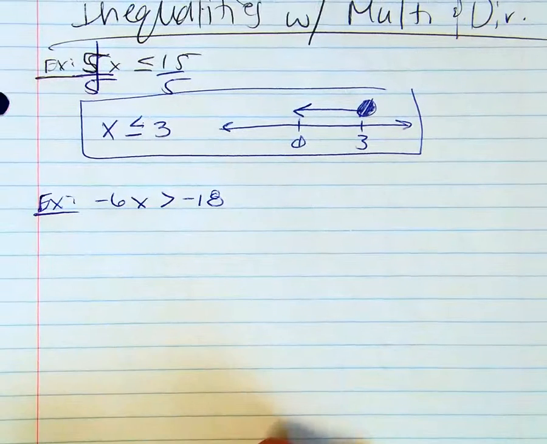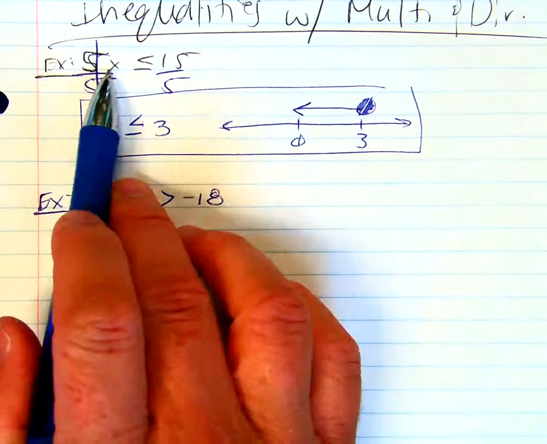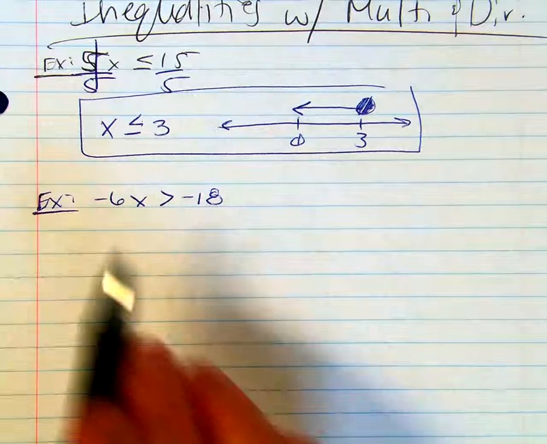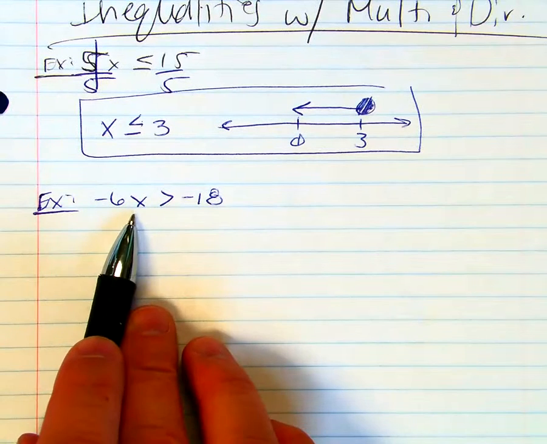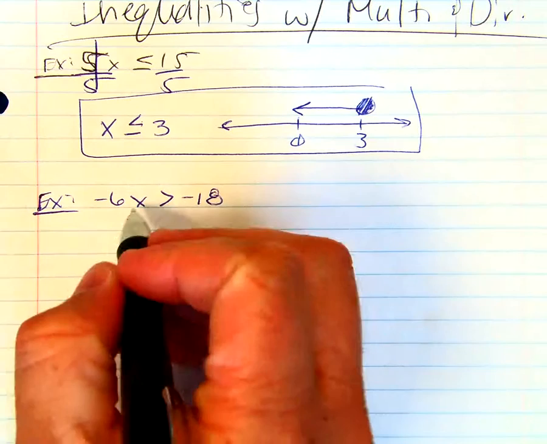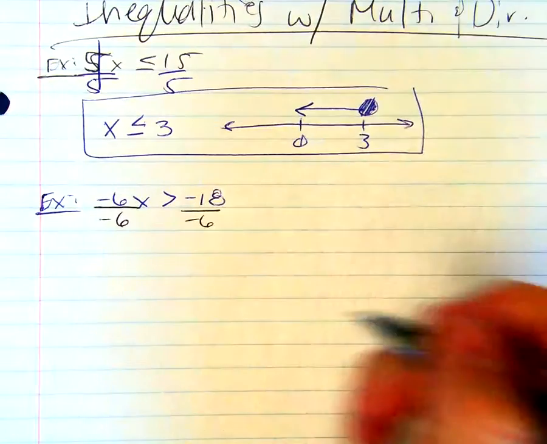So we've got something a little different now. It looks very, very similar to the problem we had before, and it's going to start the exact same way. Right now I have negative 6 times x. What's the opposite of multiplying? Dividing. So instead of x times negative 6, we're going to do x divided by negative 6.